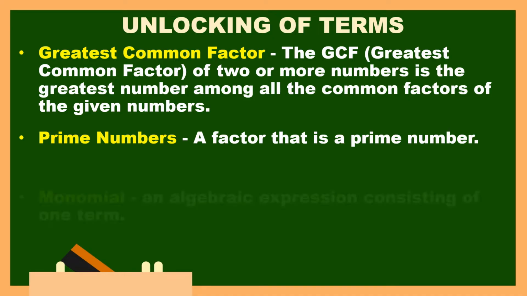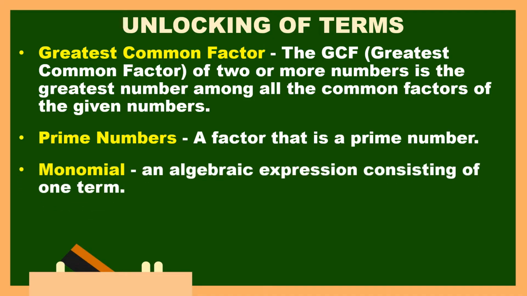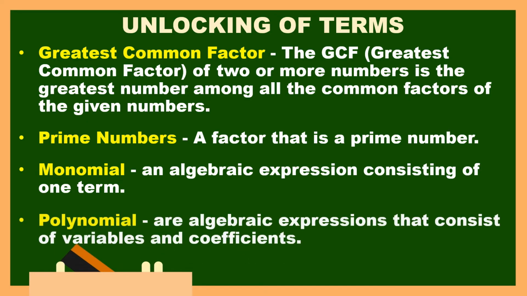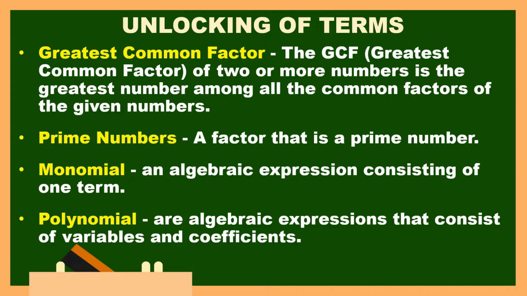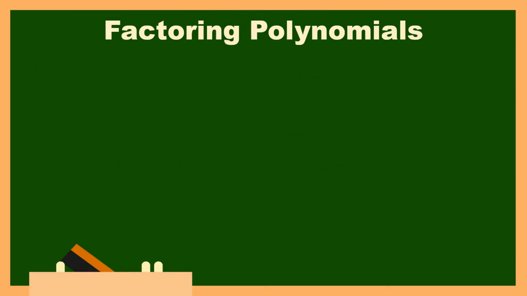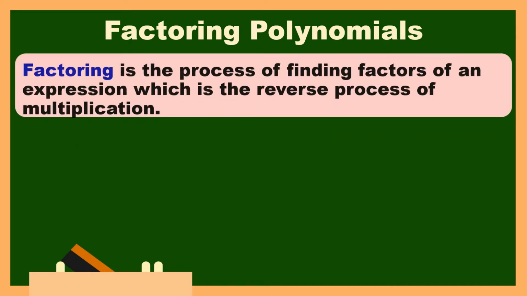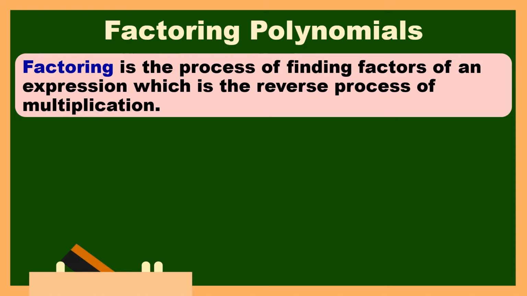Next is monomial. When we say monomial, it is an algebraic expression consisting of one term. From the word mono, it means one. So ito yung algebraic expression na meron lamang iisang term. And when we say polynomial, these are algebraic expressions that consist of variables and coefficients. Factoring polynomials. Factoring is the process of finding factors of an expression, which is the reverse process of multiplication.